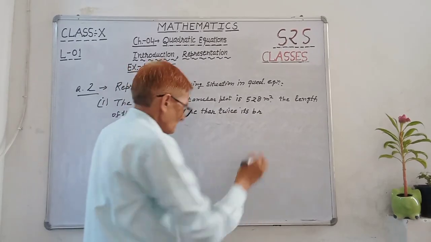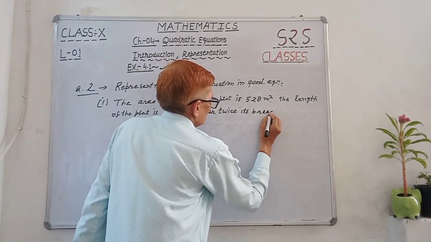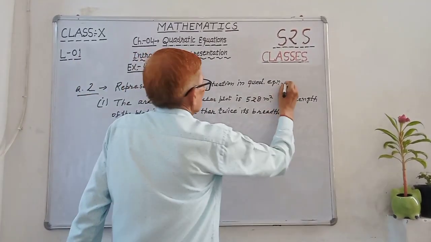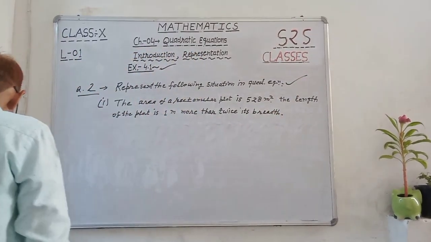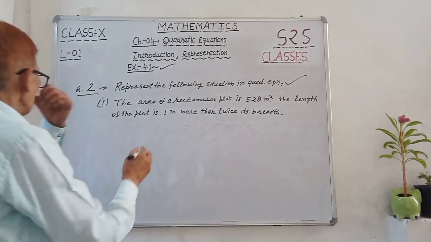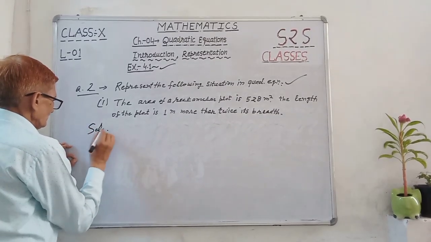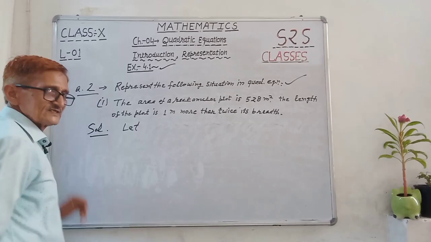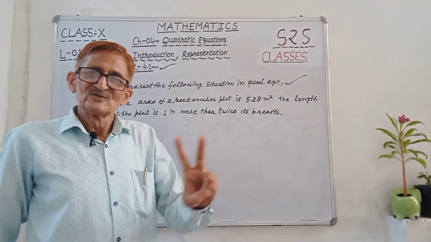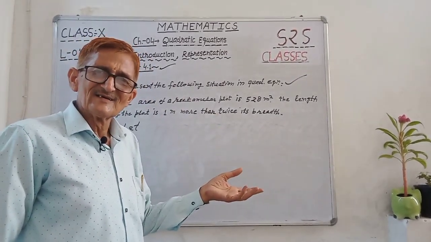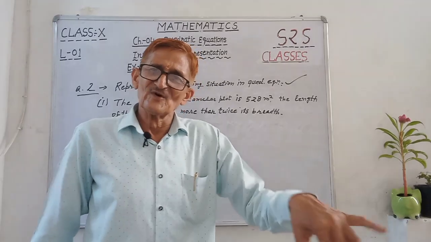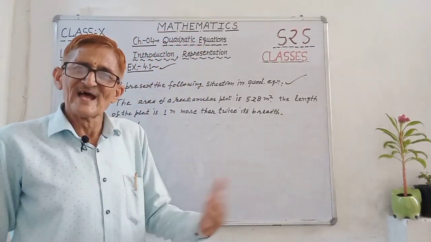Now represent it in quadratic form. Now it says we need to find the length and breadth of the plot, so represent this. Always let one of the two quantities, length and breadth, be the variable. Here the independent quantity is breadth. Length is dependent because length is 1 meter more than twice its breadth. So breadth is independent.